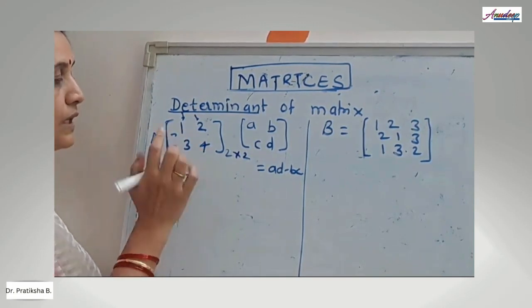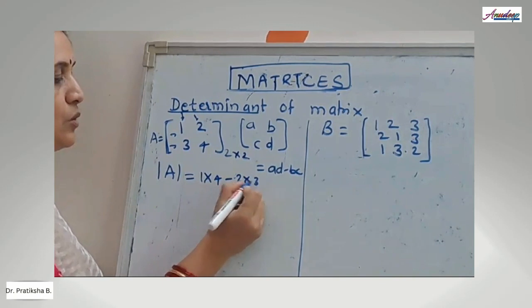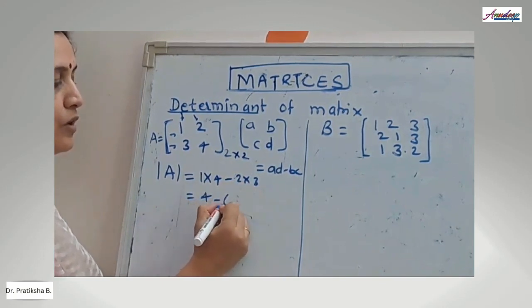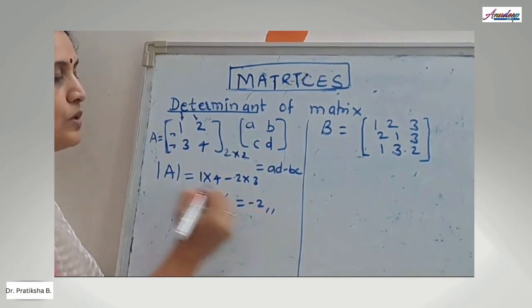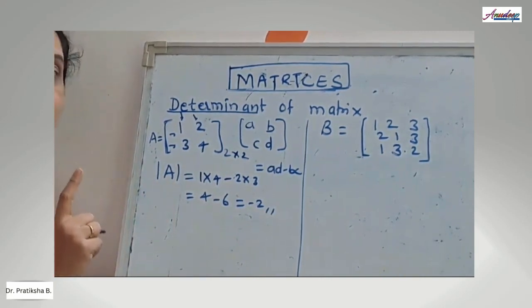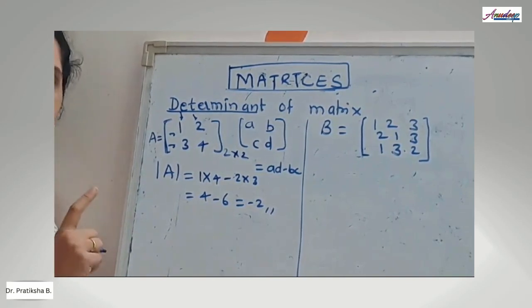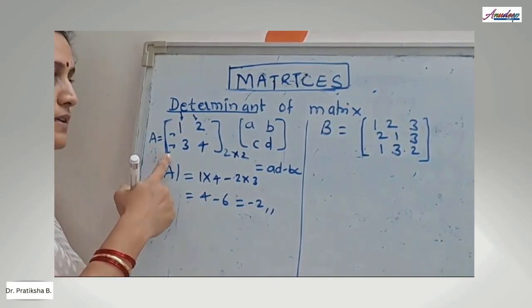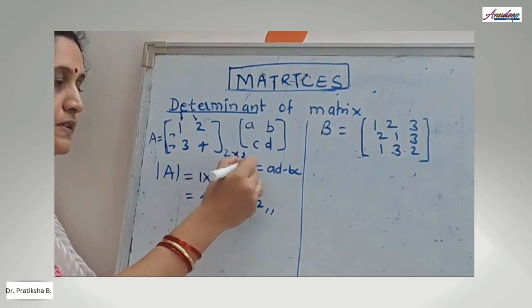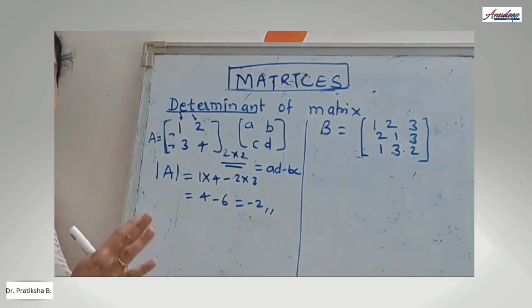So here we get 1 into 4 minus 2 into 3. It is very simple. 4 minus 6, that is minus 2, is the answer. So here you have to notice that when we have a square matrix, then we obtain the determinant for that matrix. As the matrix here is of 2 by 2 order, it is square. A square matrix is one where the number of rows and columns are the same.